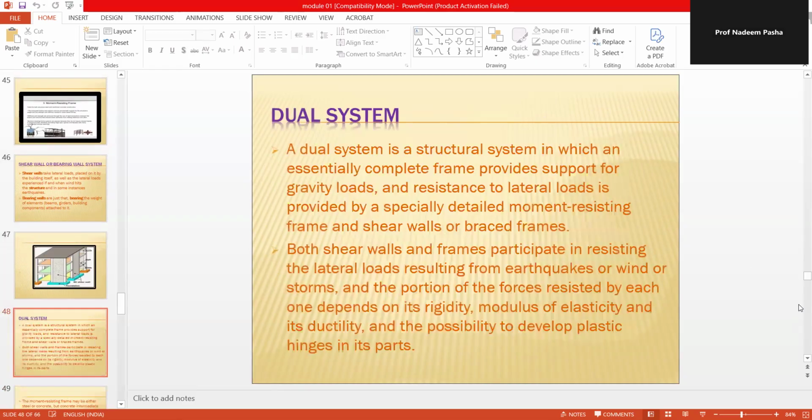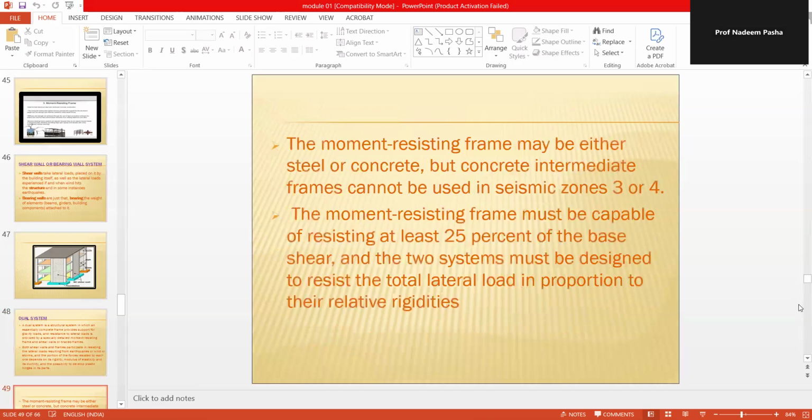Dual system. A dual system is a structural system in which an essentially complete frame provides support for gravity loads, and resistance to lateral loads is provided by specially detailed moment resisting frame and shear walls or braced frame. Both shear walls and frames participate in resisting the lateral loads resulting from earthquakes or wind or storms, and the portion of the force resisted by each one depends on its rigidity, modulus of elasticity, its ductility, and the possibility to develop plastic hinges in its parts.